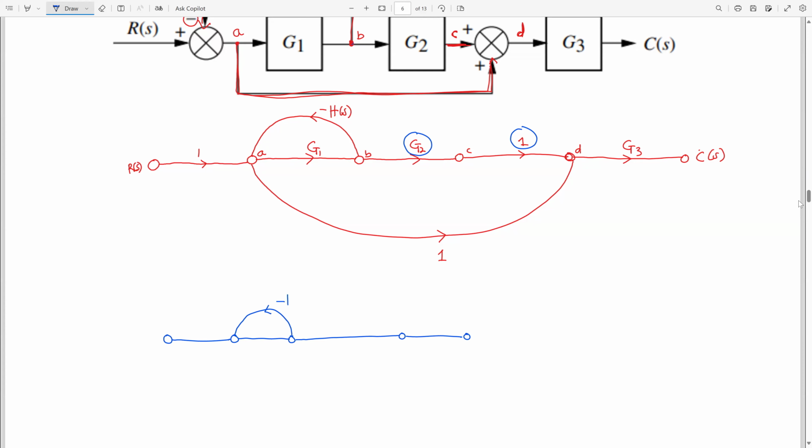This minus H of S, this node A, this node B, and then this is node D. And then the transfer function here is G2, because you multiply G2 by 1, and then we have G2. The transfer function here is going to be G3, and then the signal here is C of S. And then we move from A to D. The transfer function is 1, and then R of S.